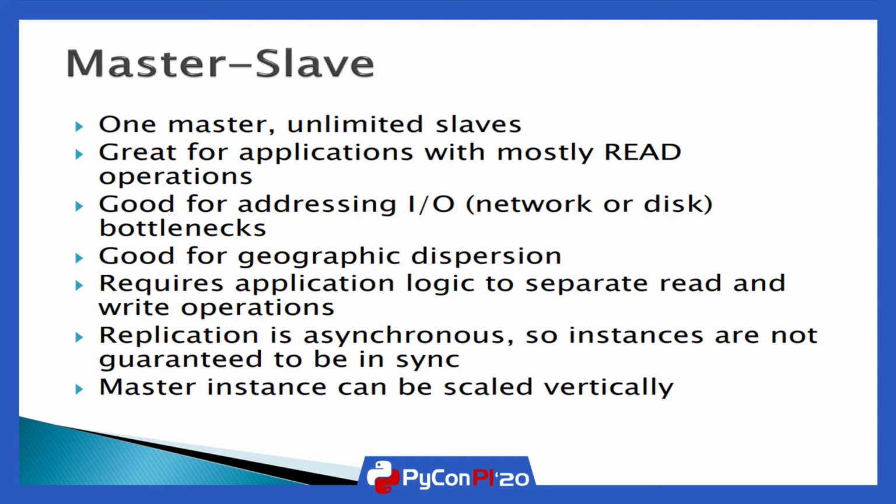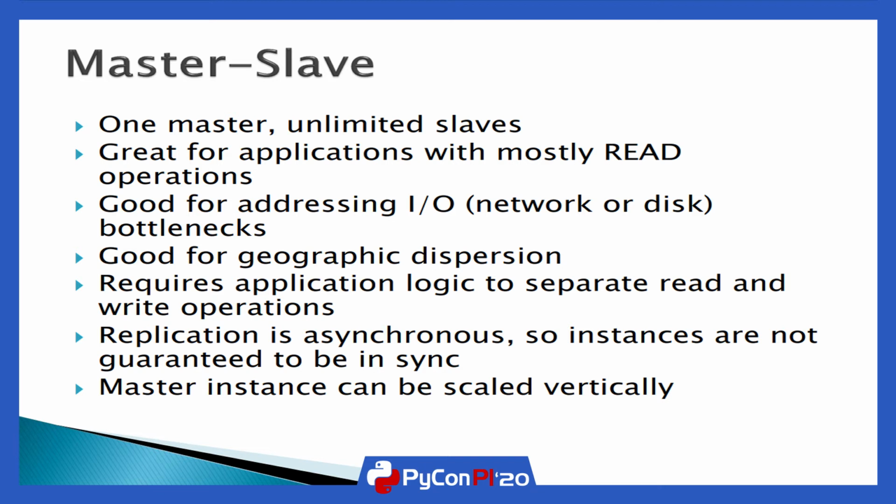Now, if we look at it in a nutshell, master-slave has one master, unlimited slaves. It is great for applications which have high read operations. It is good for addressing I/O bottlenecks like network or disk I/O. And especially for geographical dispersion, if your content is image or video, you can have a content distribution network, and all the read operations will get rerouted to them.